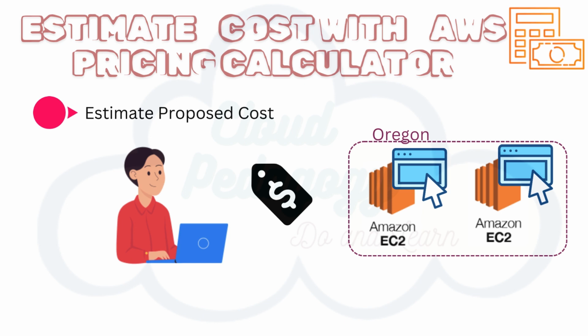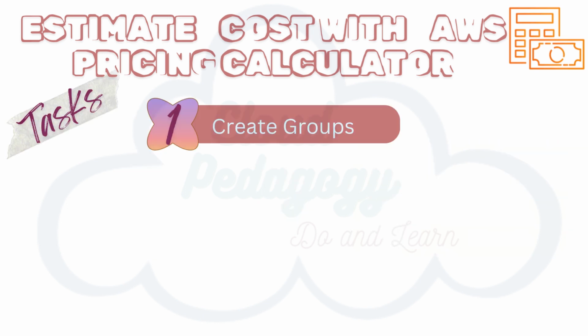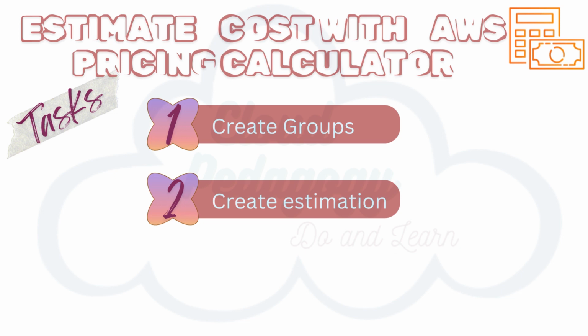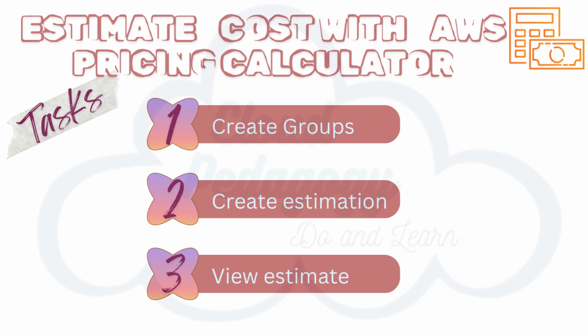One good thing in this lab is there is no need to sign on to the AWS console or own an AWS account to build an estimate. You just go to the AWS calculator URL to begin creating an estimate using the criteria of AWS resources. So if you are ready, let's get started with our tasks. In task 1, we are going to create groups. In task 2, we are going to create estimates for our services used for the application. Finally, in task 3, we are going to view the estimates that are created.